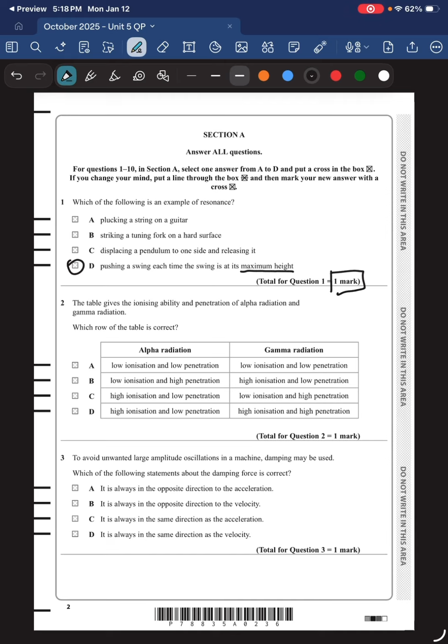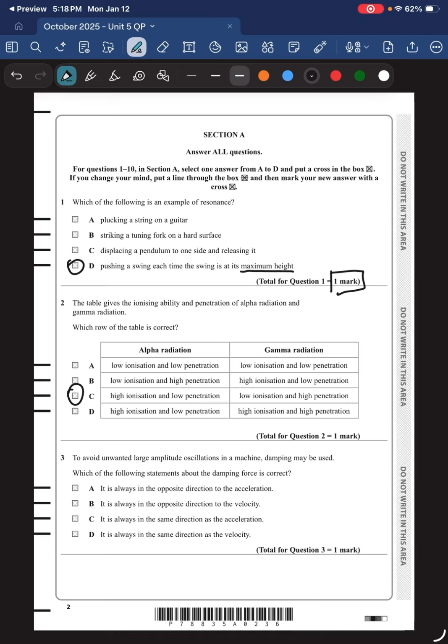Question 2. The table gives the ionizing ability and penetration of alpha radiation and gamma radiation, okay? Which row of the table is correct? Okay, alpha radiation has low ionization. No, that's totally wrong, okay? So actually we know that alpha radiation has high ionization, so we can immediately go to options C and D, okay? And then for gamma radiation, we know that gamma radiation has low ionization ability but high penetration, so C is the correct answer, okay?